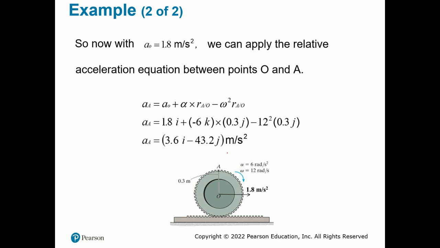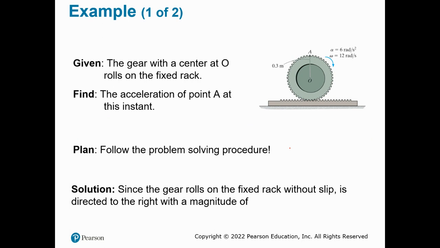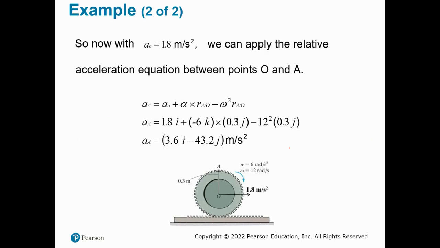We know the acceleration at point O, a_O, is 1.8 meters per second squared. And then alpha is negative 6k, and then the relative position of A with respect to O. Pretty obvious. You have O right here, and A will be just right on top of it, so it's positive 0.3j. And then minus omega squared, which will be 12 squared, multiplied by another 0.3j. Okay, put that together, I got acceleration a_A.